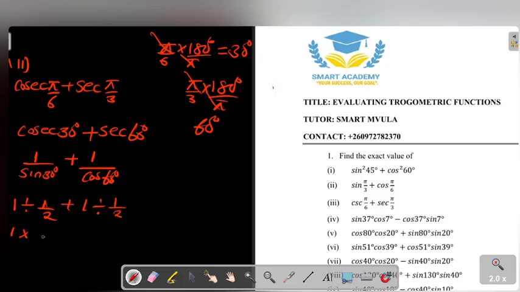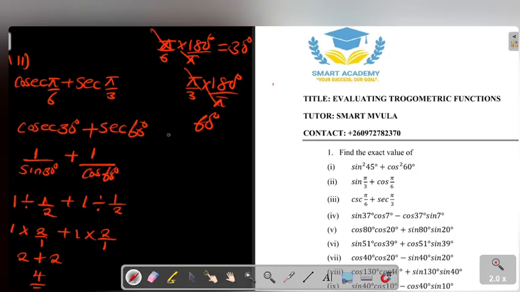The moment you introduce a multiplication symbol, you have 2 over 1 plus 1 divided by 1 over 2, which is again 2 over 1. So 1 times 2, 2 over 1, is 2. So the answer becomes 4. So that's how you handle that.